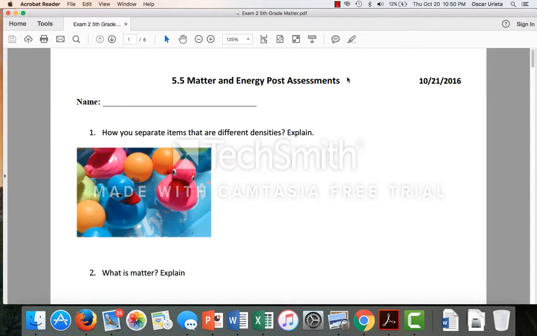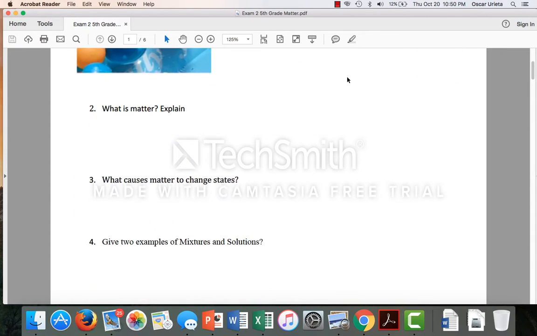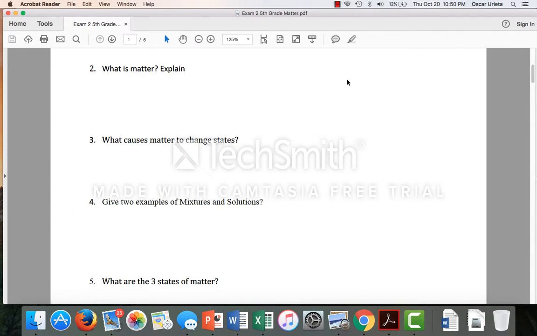Question number 1. How do you separate items that are different densities? Explain. Pause it and answer your question. Question number 2. What is matter? Explain. Pause it and answer your question.